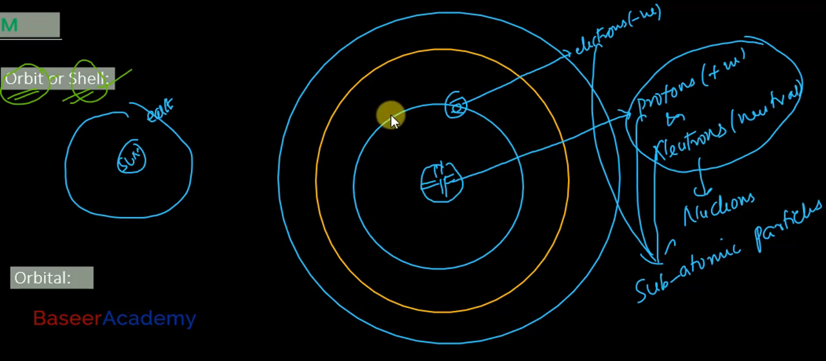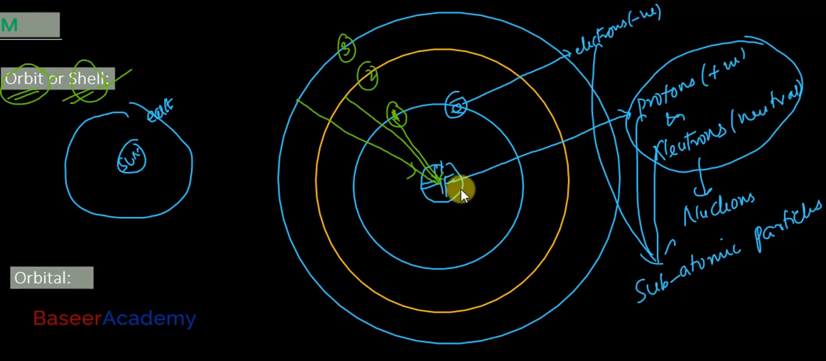And the orbit close to the nucleus has less energy compared to the orbit away from the nucleus. Let us say this is my first orbit. This is my second orbit. And this is my third orbit. Which orbit is very close to the nucleus? The first orbit is very close to the nucleus. So it will have less energy compared to the second orbit, because the second orbit is a little far from the nucleus. The energy in the third orbit will be a little more than the second orbit because the third orbit is even farther compared to the second orbit.